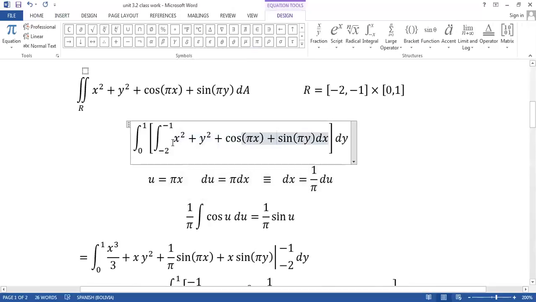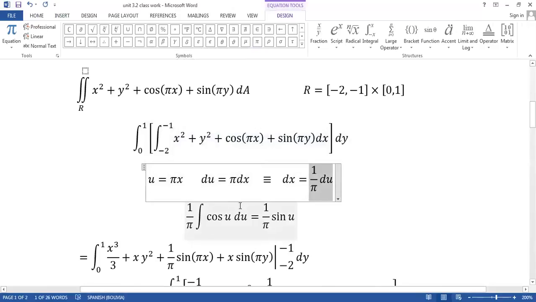Oh, so you transpose the du to get the dx. There you go. So there's a dx here that is understood. And when we made our u substitution, our dx really becomes 1 over pi du. That's what dx is equal to. But 1 over pi is a constant, so I just moved it outside of the integral.